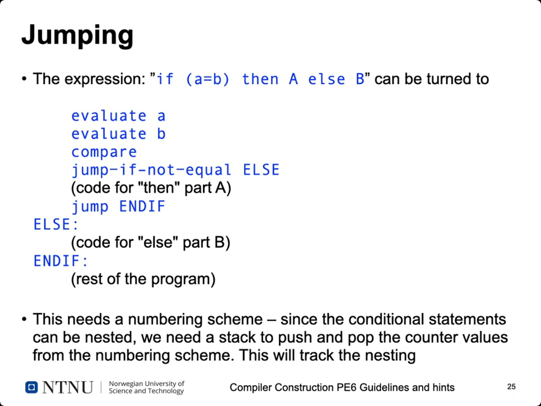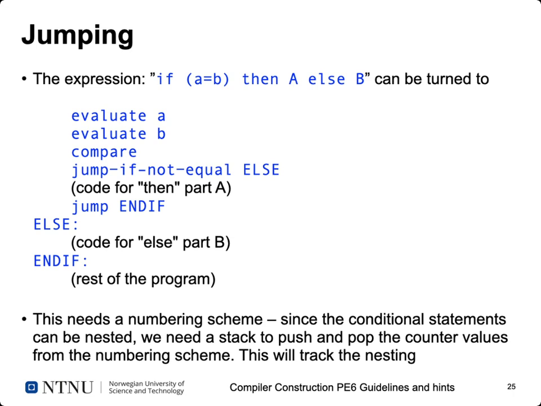Now the problem is, if you have several if conditions here, you might end up with several labels being named else and end if, and that will trip up your assembler. It will complain about doubly defined symbols because it doesn't know where to jump to. So this actually would need a numbering scheme, since you can, for example, also nest conditional statements. We would need a stack to push and pop the counter values from the numbering scheme, which then will track our nesting here. So this is a bit more complex than shown in the simple example.